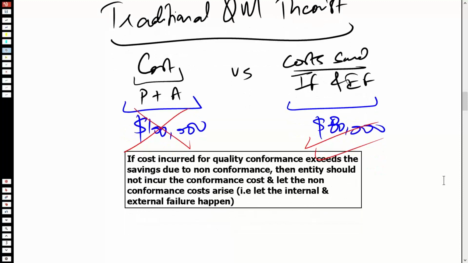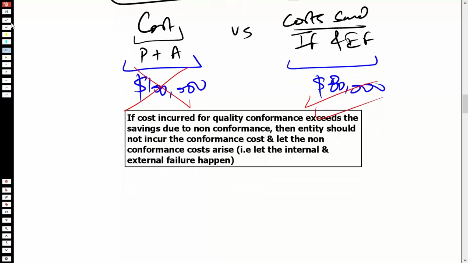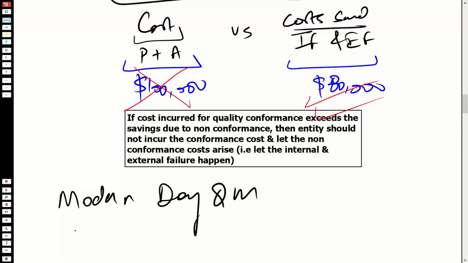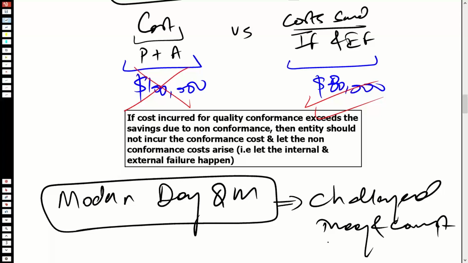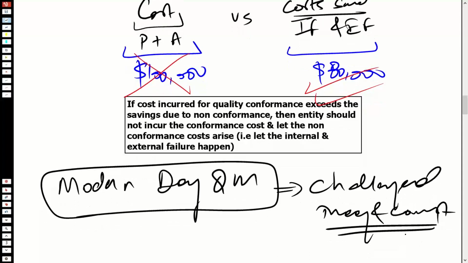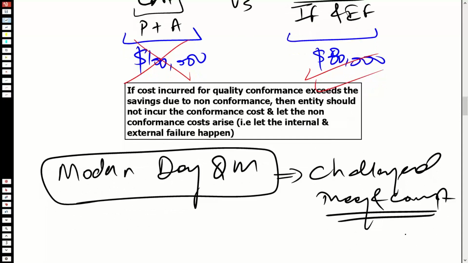Now, let's try to understand further. When it comes to the modern day quality management theorists, what they did was they challenged the theory and the concept of these traditional quality management theorists.